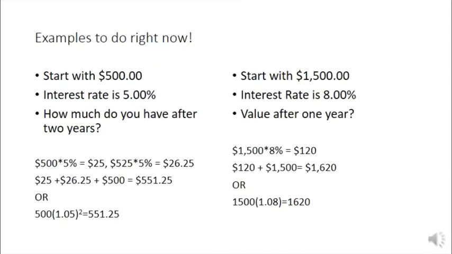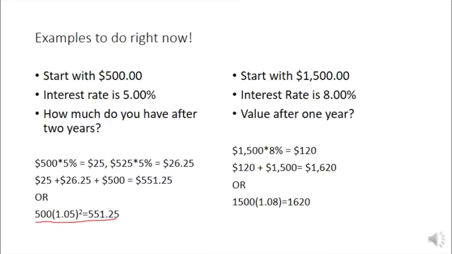So let's go with this example on the left. Starting with $500 and a 5% interest rate, we want to know the future value after 2 years. Well, we can just plug this into the formula. 500 times the interest rate quantity, 1.05 squared, that's 551.25.